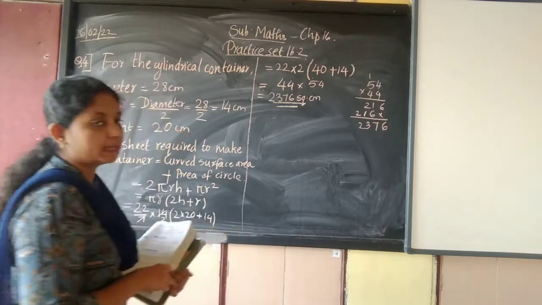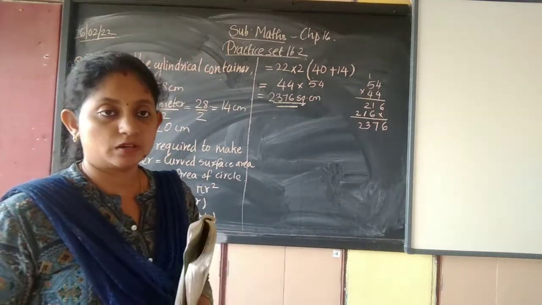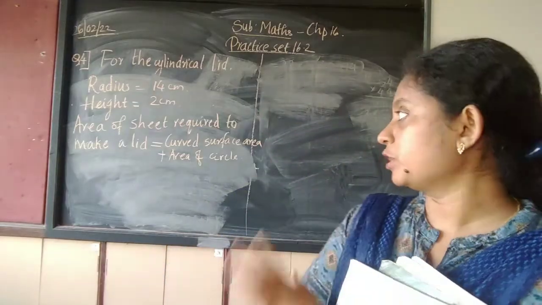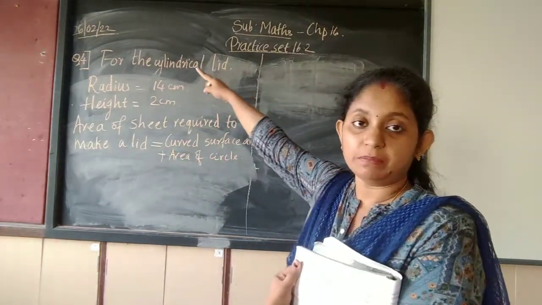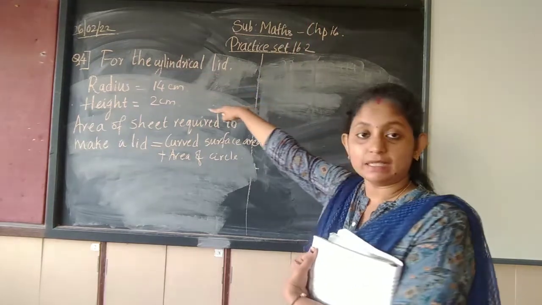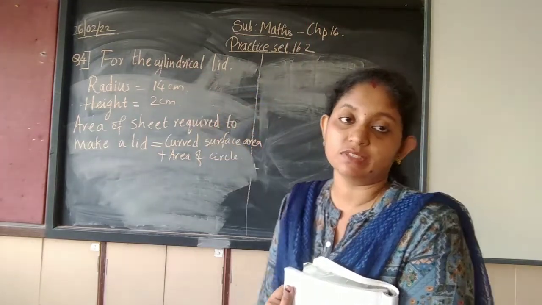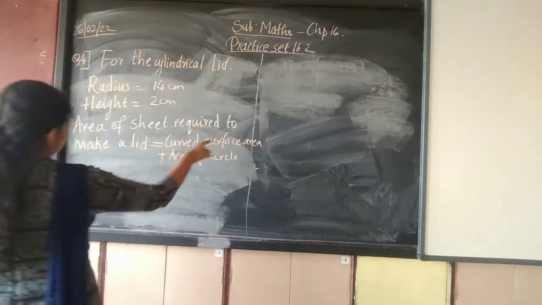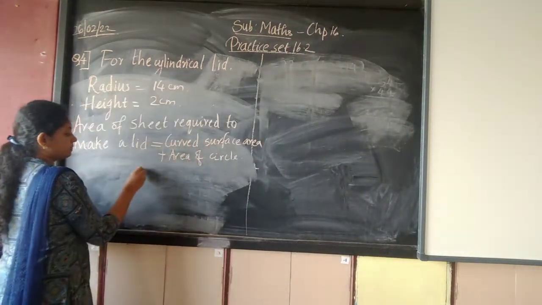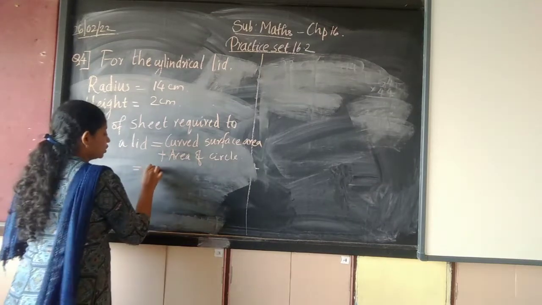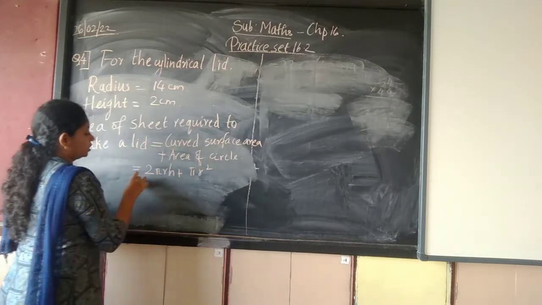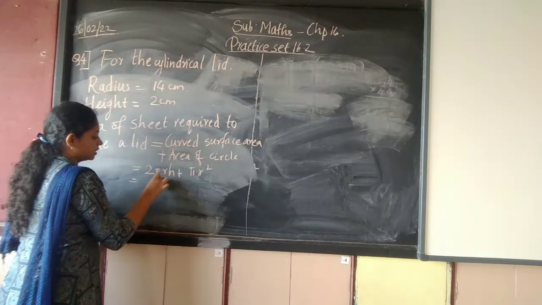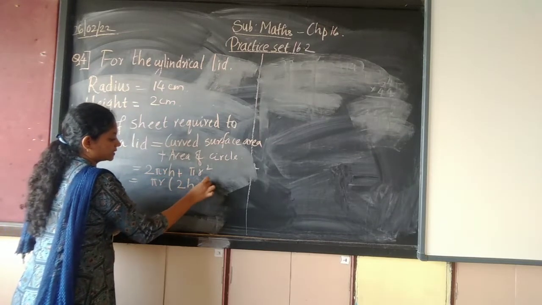Now we shall see the area of sheet required to make the lid. Okay. Now students, same method, same formula we are going to apply for calculation of the lid. So radius is the same, 14 centimeter, which we found from the diameter. Height is 2 centimeter here. Only height is changing, rest everything is the same. Formula is also the same. Area of sheet required to make a lid is curved surface area plus area of circle. So what is the formula? 2 pi r h plus pi r square, taking common pi r, (2h plus r).